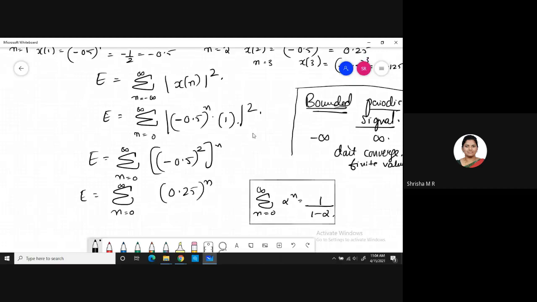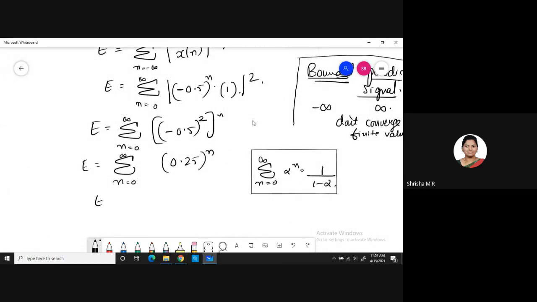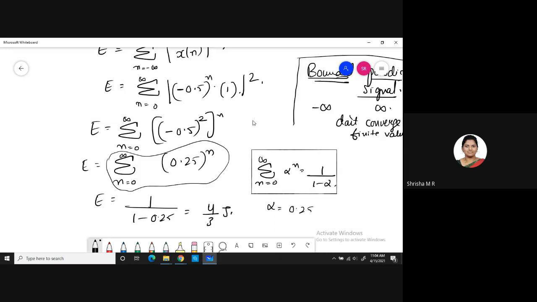What is the energy? Energy is nothing but, we have alpha, this is in the form of a GP, right? So your alpha is nothing but 0.25. So energy is nothing but 1 by 1 minus 0.25, which is nothing but 4 by 3 joules. Okay.